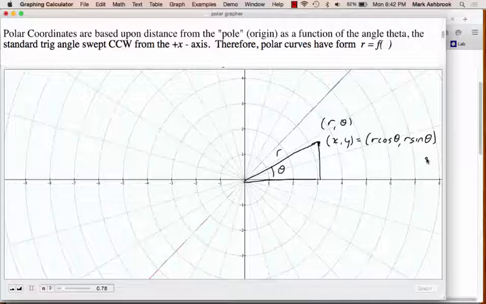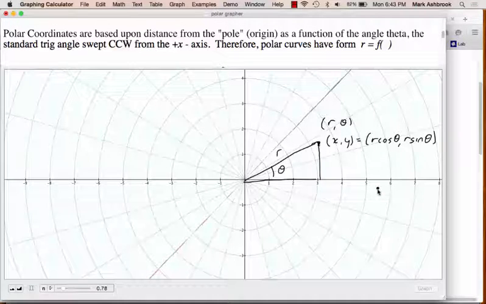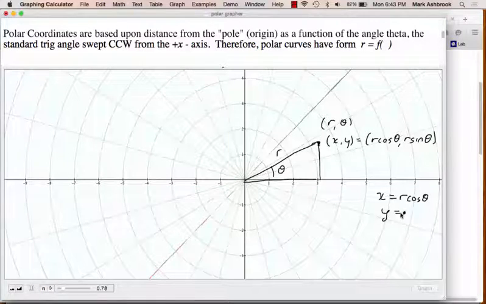And that's going to be important because in a lot of these problems we'll be converting back and forth. We'll have it in polar, and we'll want x, y coordinates, or we'll have it in x and y, and we'll want it shifted to polar. So we have it in polar, we want it in x and y. That's this right here. So x equals r cosine theta, y equals r sine theta.